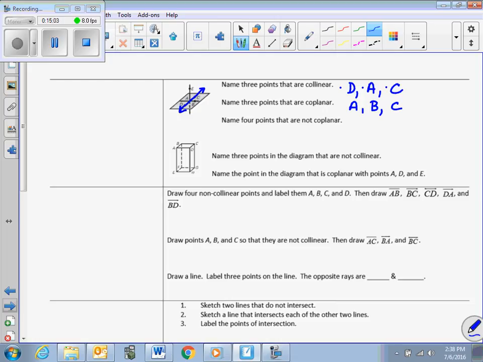Name 4 points that are not coplanar. Okay, well, let's see. Since A, B, and C are coplanar, then I can see that E is the one that is not on the same plane with those 3 points. Here's a question for you. Would points A, C, and E be coplanar? Think about that. Would points A, E, and C, are they coplanar?